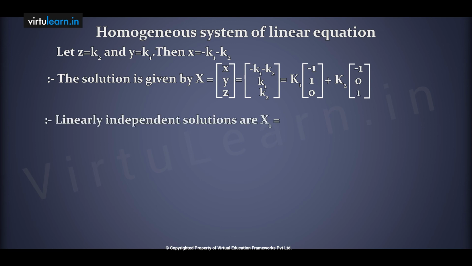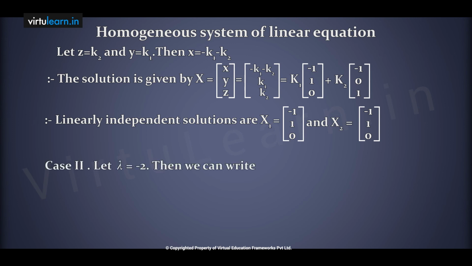The linearly independent solutions are these two: first k1 into something and plus k2 into something. Those vectors are nothing but linearly independent vectors. X1 equal to minus 1, 1, 0 and X2 equal to minus 1, 0, 1 are linearly independent solutions, and these two are the solutions of the above system of linear equations when lambda equal to 1.